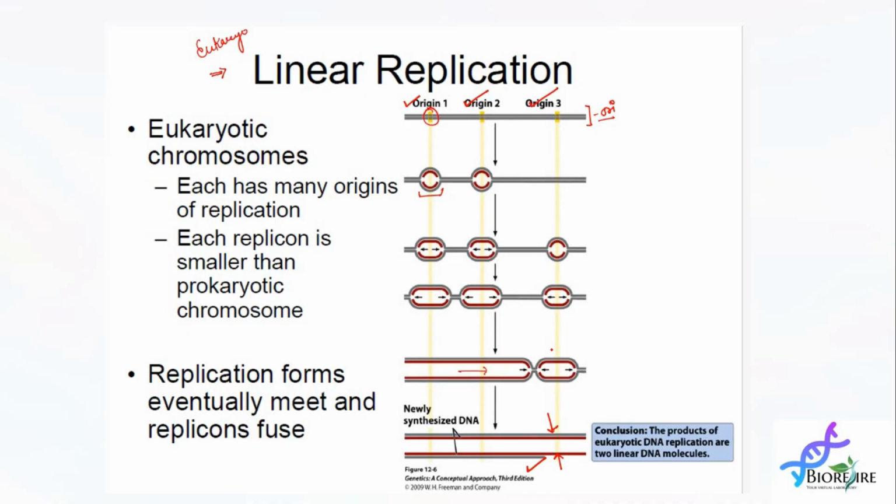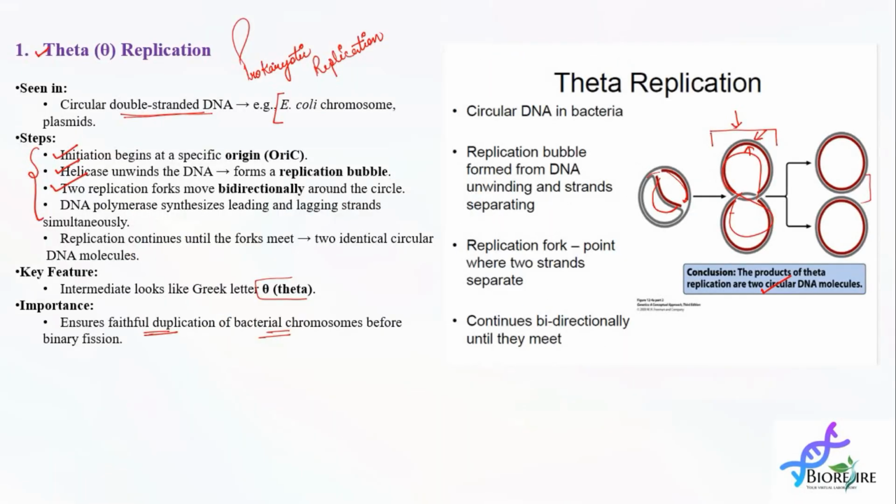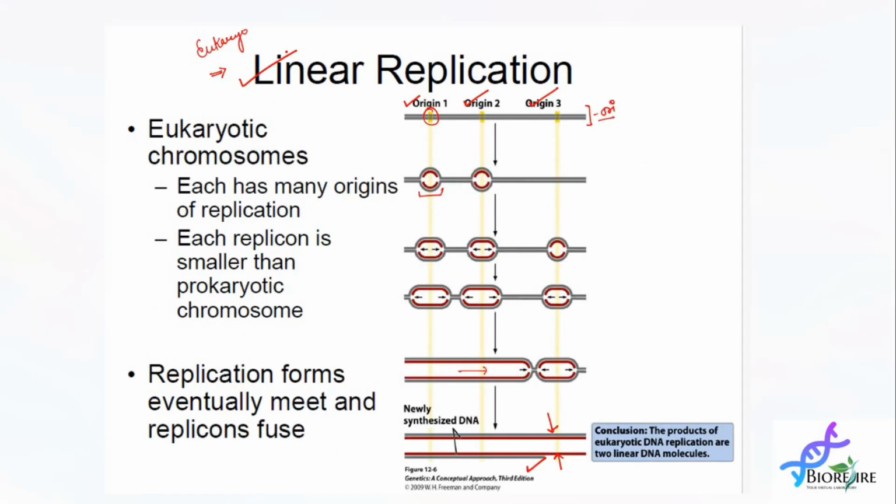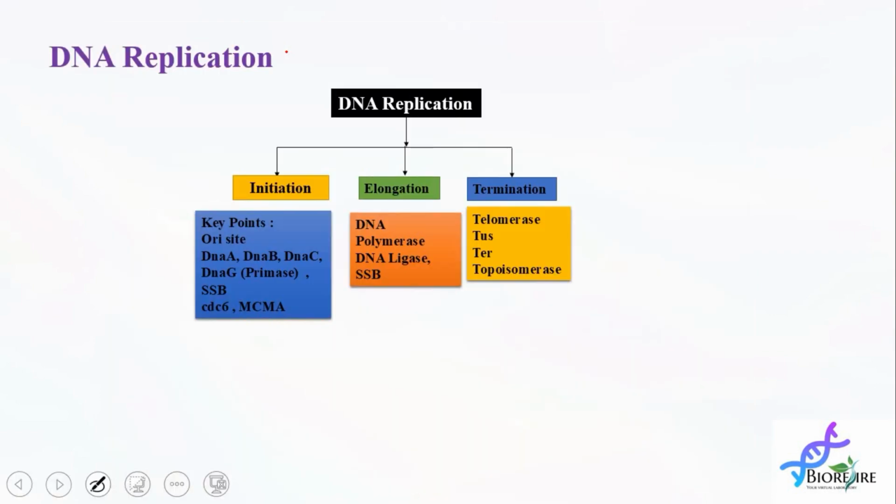These are the three main modes of replication. First is theta replication, second rolling circle, and third linear. Now we understand the main modes of the replication process, in both eukaryotes and prokaryotes. This replication process is divided into three parts. First is initiation, second is elongation, and third is termination. At initiation, the replication process will start. At elongation, DNA will elongate, and at termination, the process will stop.